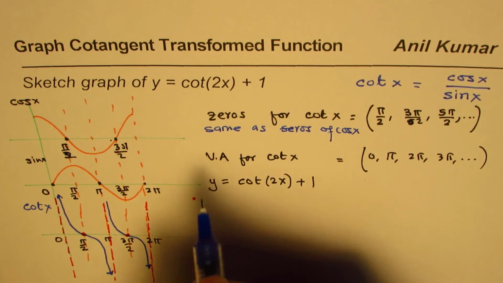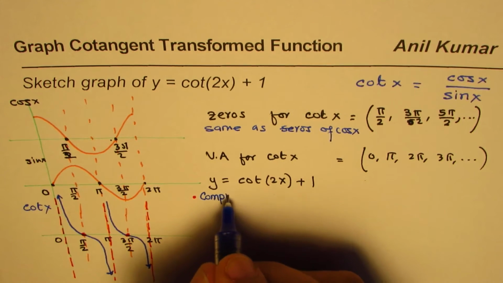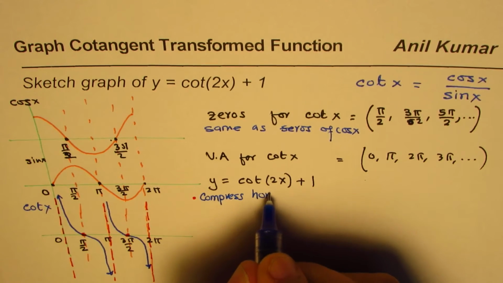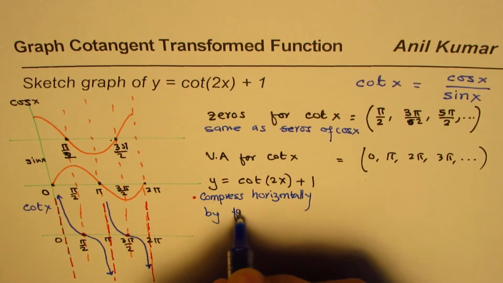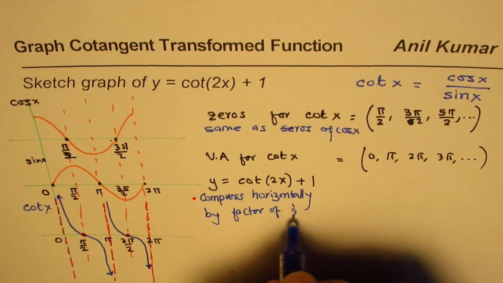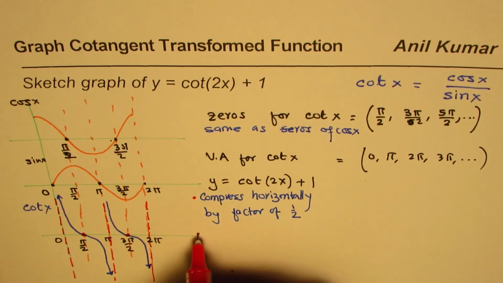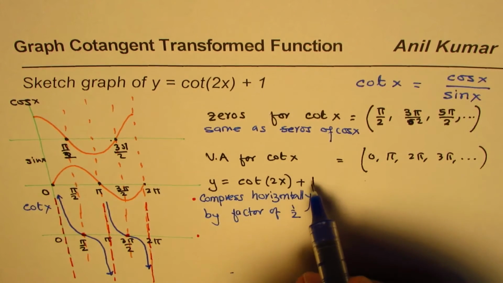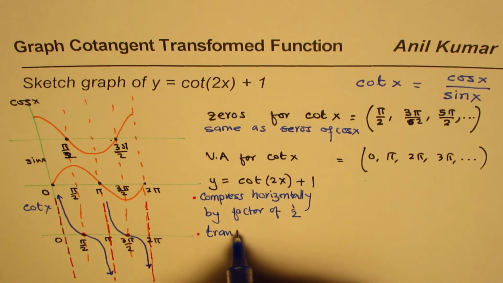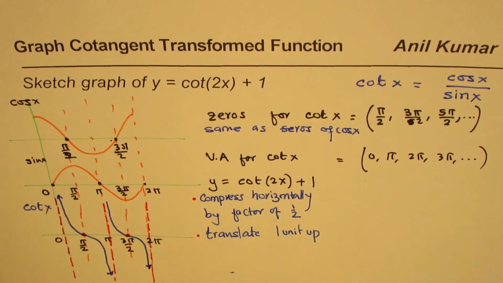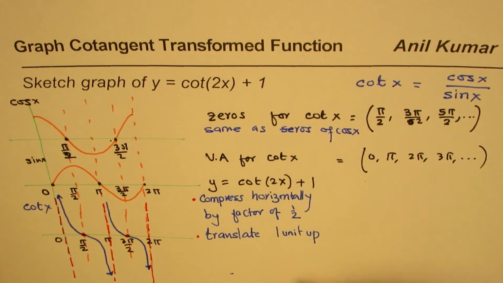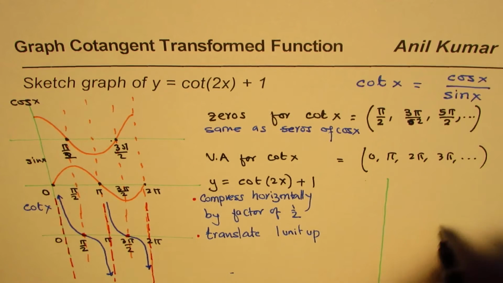The first one is compress horizontally by a factor of half, and the second one is translate 1 unit up, right? So these two transformations will actually give you the graph for cot 2x plus 1. You get an idea, right? So now it is easy to sketch. Let us sketch it now. So we are going to sketch it now here.